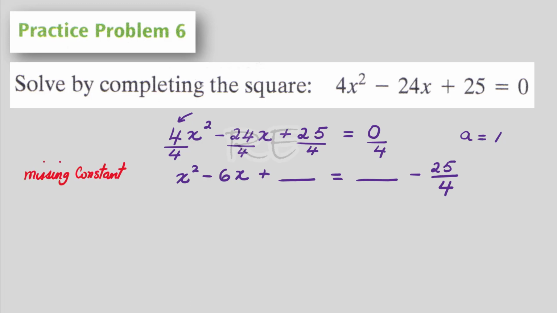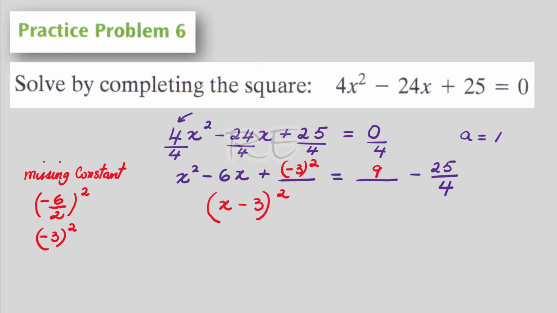Now we're going to look for the missing term to complete the square. It's going to be negative 6, the coefficient of x, over 2 squared. So it's negative 3 squared, negative 3 times negative 3, positive 9. So we add it to both sides.